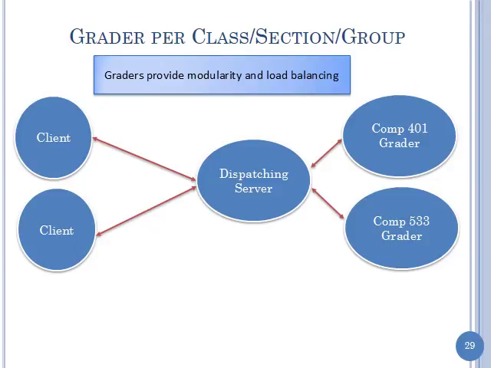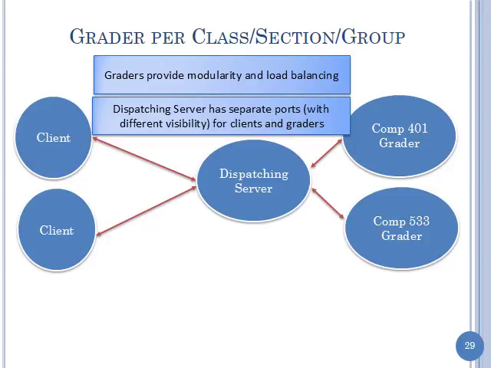The client doesn't know whether there's two 401 graders or one 401 grader, whether there's a specialized grader or a generic grader. It's oblivious to that. So dispatching server has separate ports with different visibility for clients and graders. And it's providing different kinds of services.